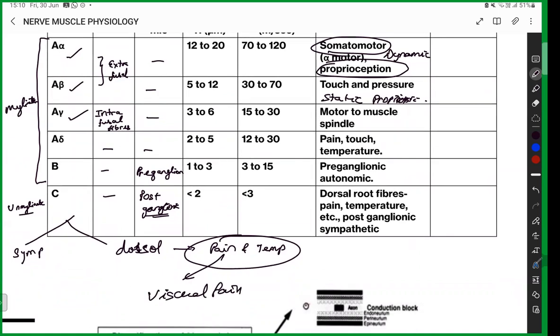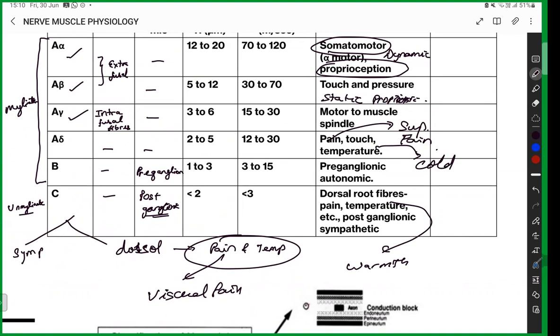Whereas D is going to carry superficial pain. Superficial pain is going to be carried with this, and cold temperature is also going to be carried, whereas here it's going to be carrying warmth, whereas here it's going to be carrying cold. Very important. Similarly, now you need to understand which nerve fibers are named numerically.